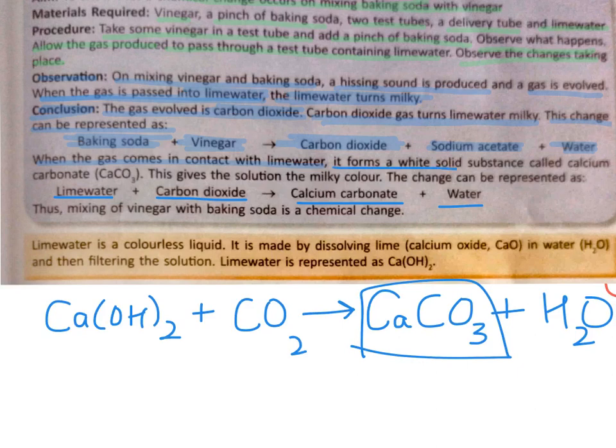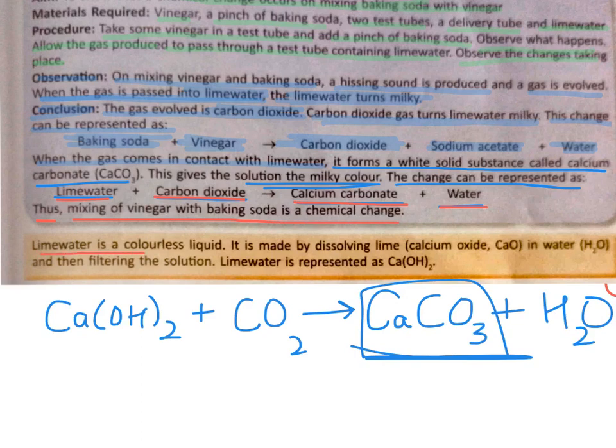It forms a white solid substance called calcium carbonate, and this calcium carbonate is insoluble in water, which results in the turning of solution to milky. The change can be represented as lime water plus carbon dioxide gives us calcium carbonate and water. Thus, mixing of vinegar with baking soda is a chemical change.